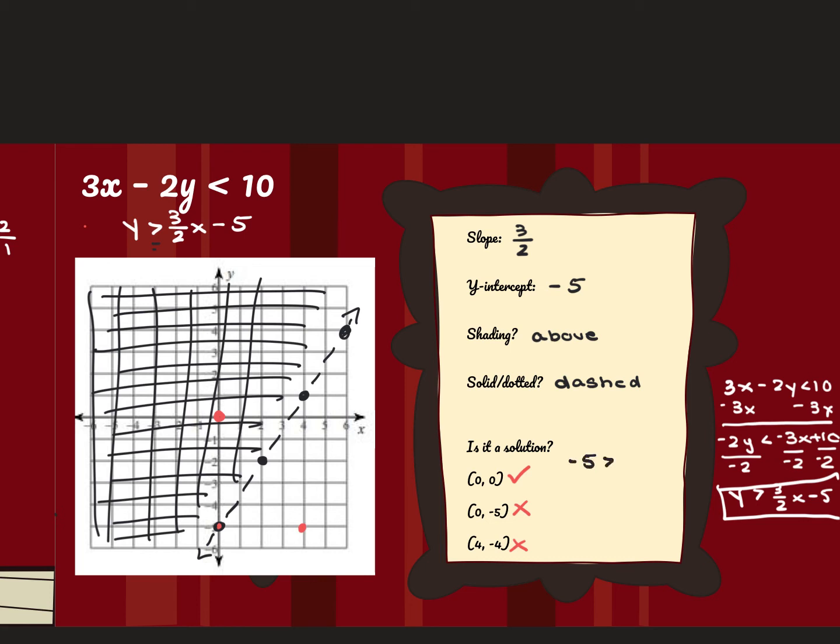All right, is greater than 3 over 2 times 0 minus 5. 3 over 2 times 0 is 0, so we have negative 5 is greater than negative 5, and that is not true. Negative 5 is not greater than negative 5. Now, negative 5 will be greater than or equal to negative 5. So those two last points are not solutions.